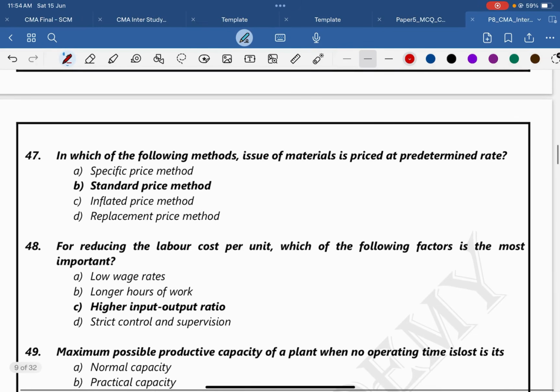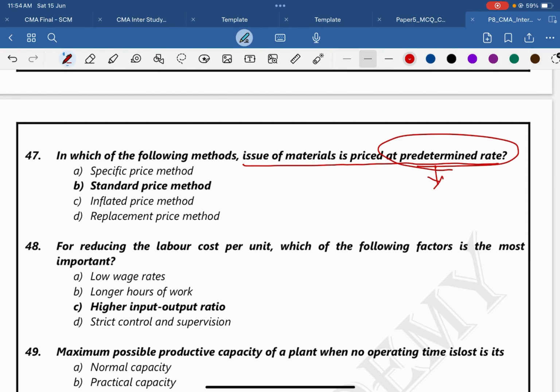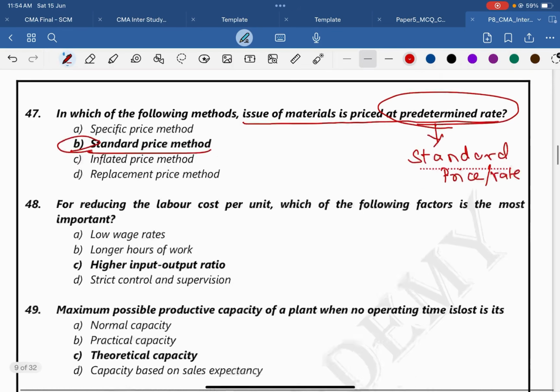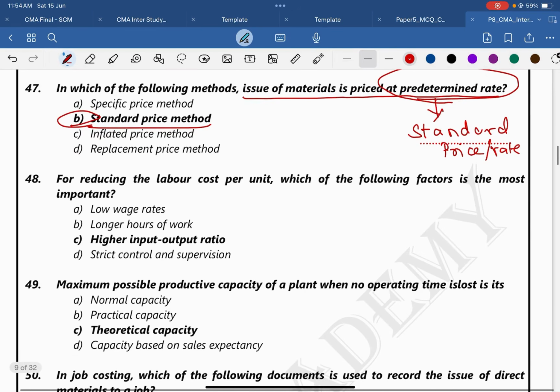Then 47. In which of the following methods is issue of materials priced at a predetermined rate? I already mentioned, predetermined rate is nothing but your standard rate, standard price, whatever you can call it. So it is nothing but the standard price method. Predetermined set standards. You will set standards yourself so as not to be distracted from what is actually happening. 48.